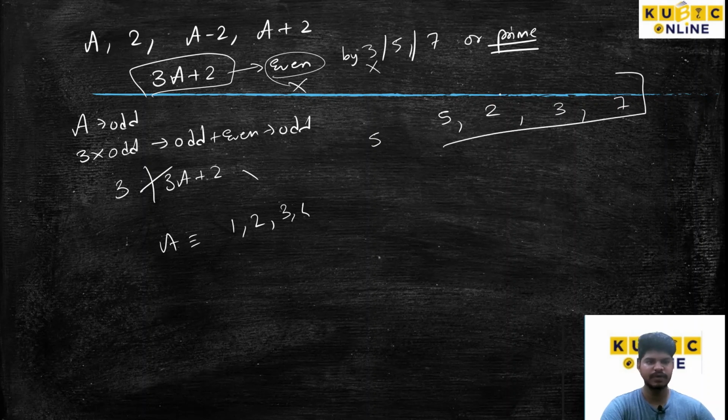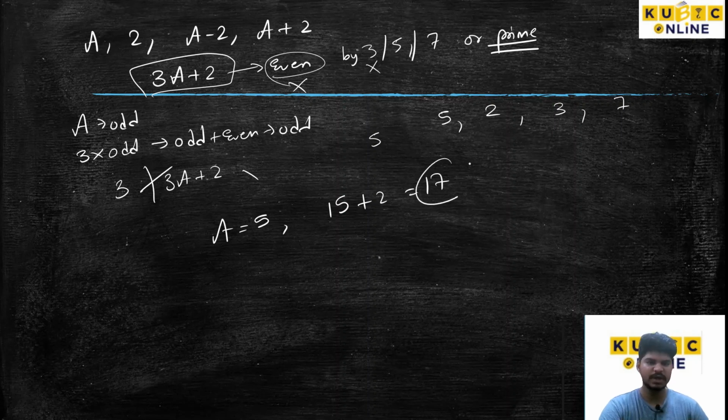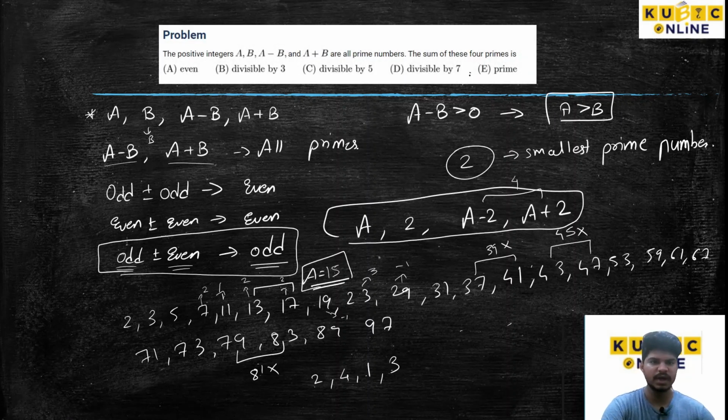Oh, actually, we can take A as 5. If A is 5, then what is 3A? 15. 15 plus 2 is 17, and 17 is a prime number itself. So what answer do we have? The answer is 5.